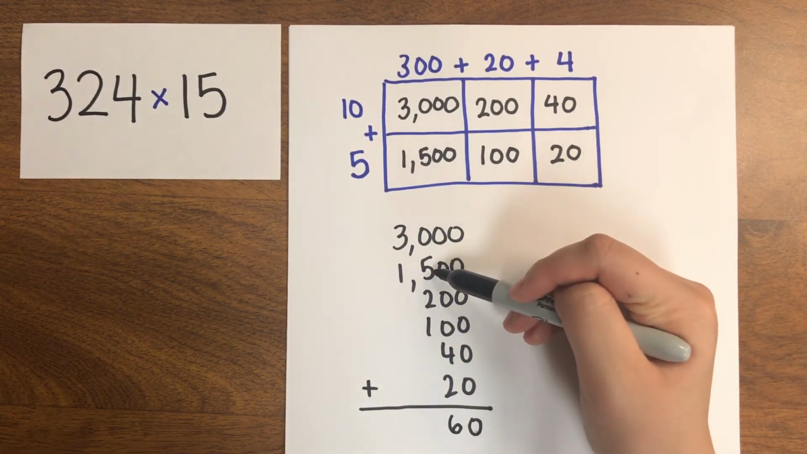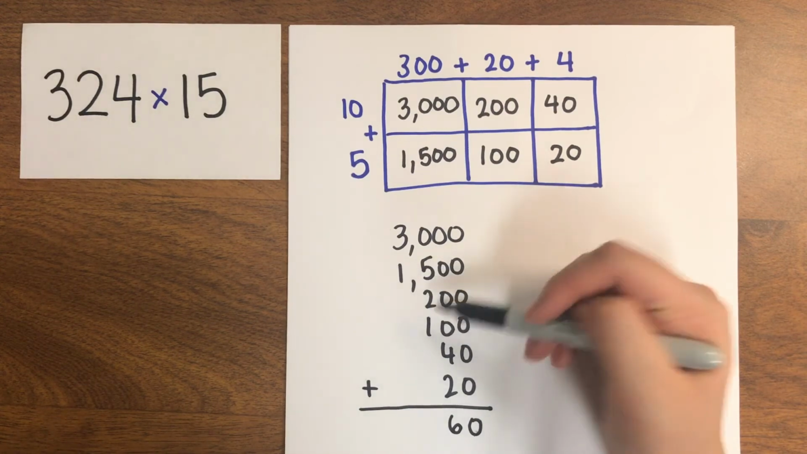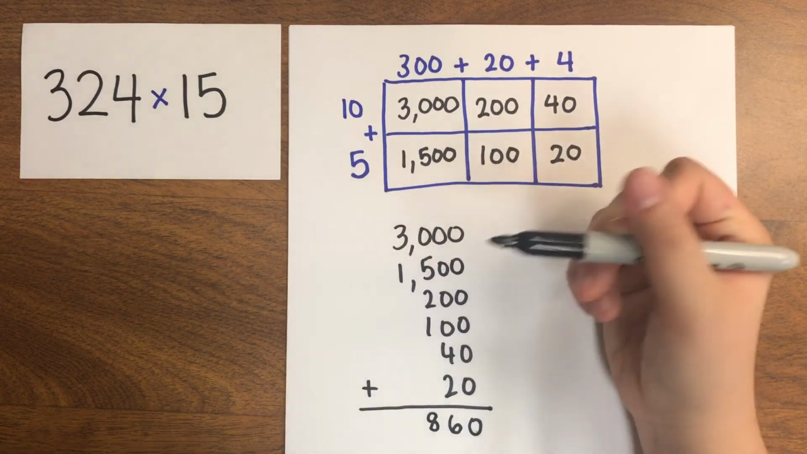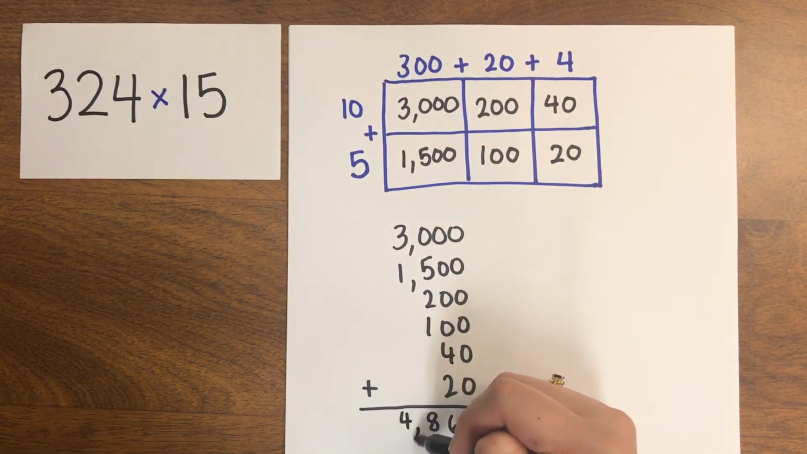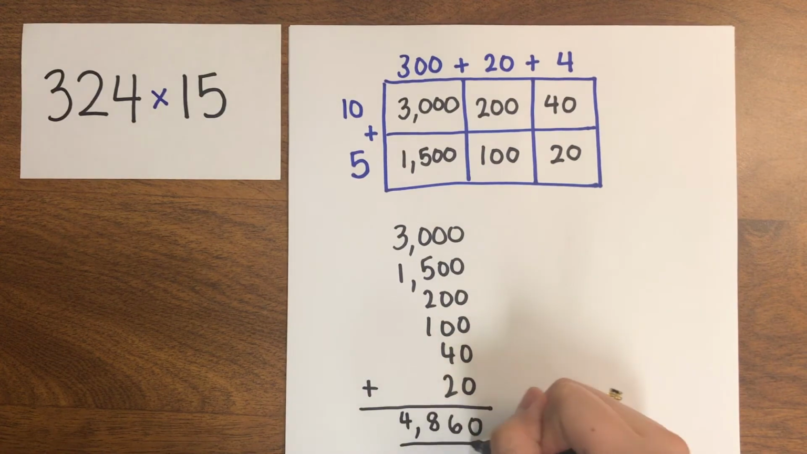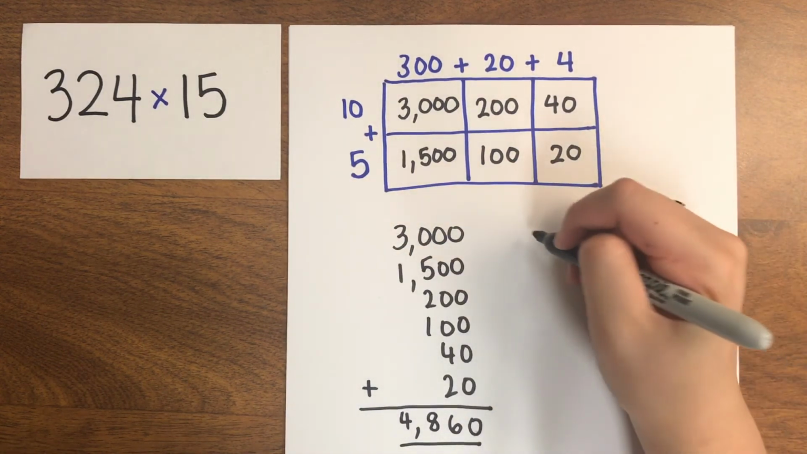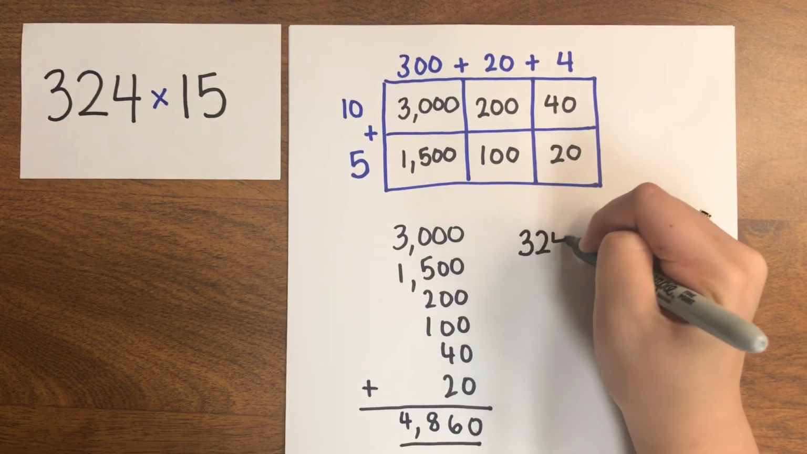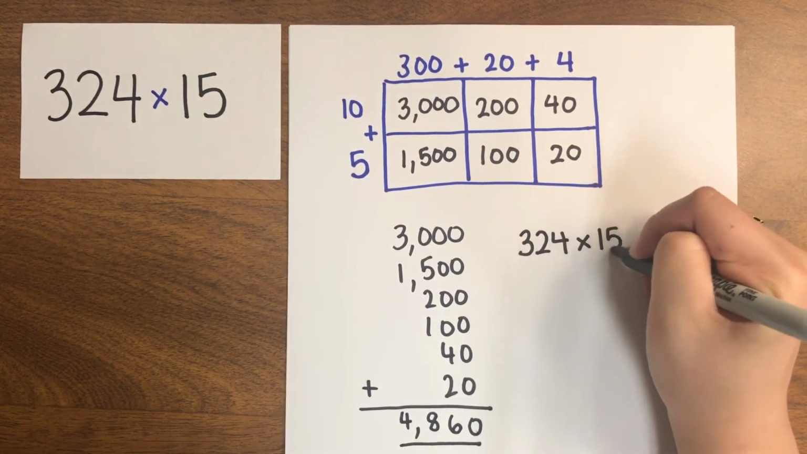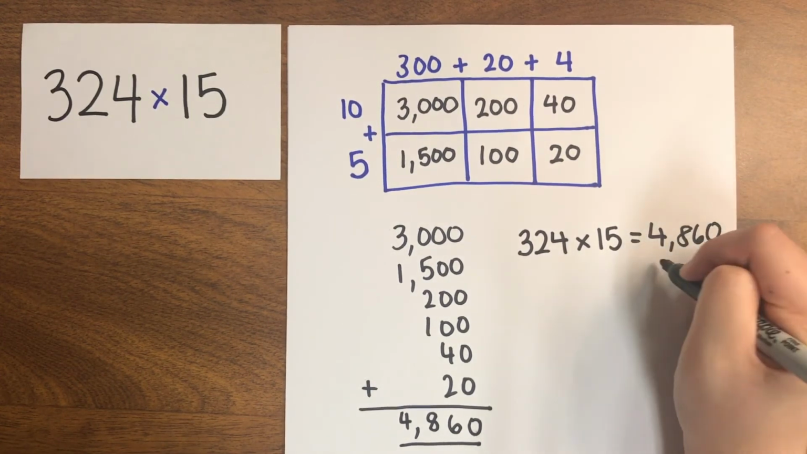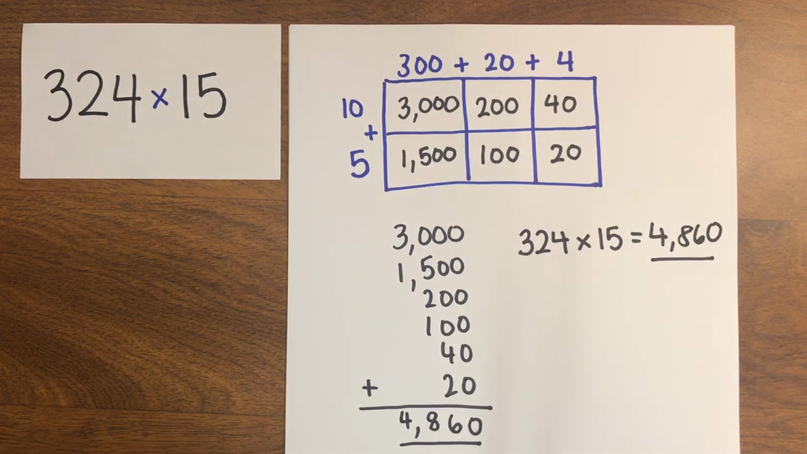There are 500s, 200s, and 100s. Add that together, we have 800. We see that there are 3,000s and 1,000. Add that together and we get 4,000. And there you go. There is our final answer, 4,860. Let's rewrite this with our original equation. 324 multiplied by 15 equals 4,860. And there we go. That's how you use the area model for multiplication with 3-digit and 2-digit numbers.